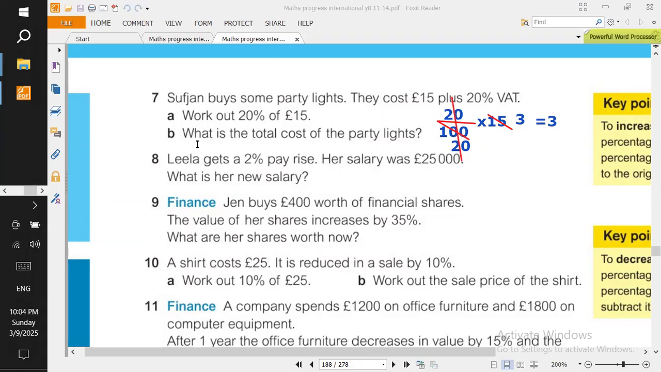The question is, what is the total cost of the party lights? So this means he paid £15 plus the 20%. So £15 plus 3 will equal what? Very good, will equal £18. And that's the total number of pounds he paid for the party lights. Now let's move on.